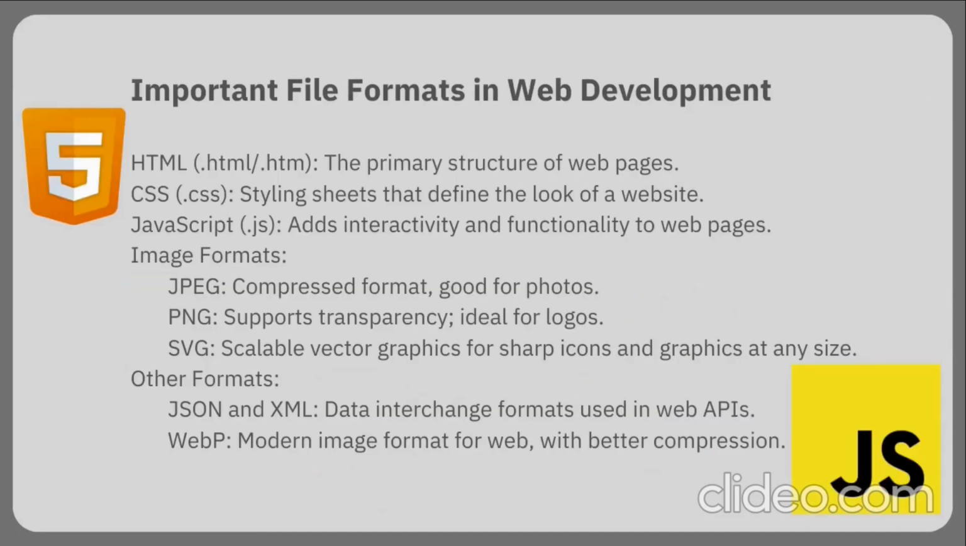I'd like to start off by mentioning the important file formats in web development. These include HTML, the primary structure of web pages, CSS, which are the styling sheets that define the look of a website, JavaScript, which adds functionality and interactivity to web pages, and the different image formats, which are JPEG, PNG, SVG, and other formats include JSON and XML, which are data exchange formats used in web APIs. WebP is a modern image format for the web with much better compression than the likes of JPEG.